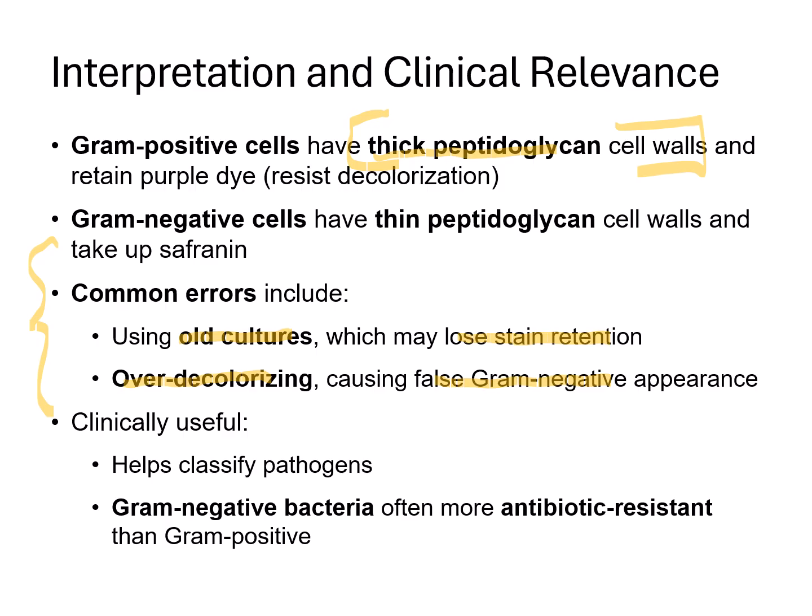So the gram stain is super useful clinically. It helps us classify pathogens. If you have an unknown sample and you're trying to figure out what it is or what it could be, doing the gram stain really helps you narrow that down.